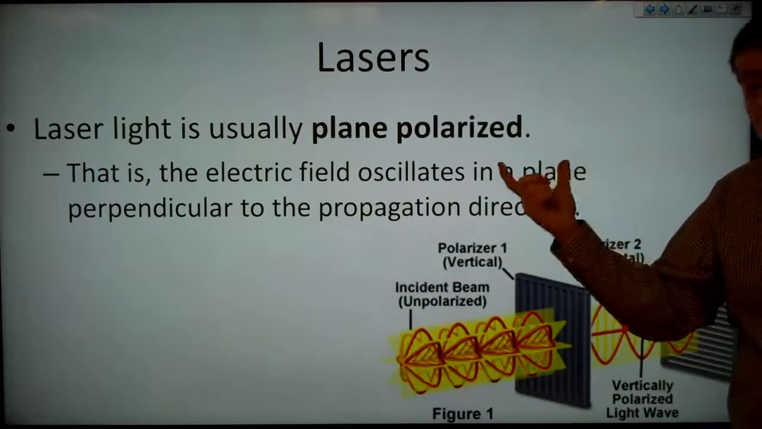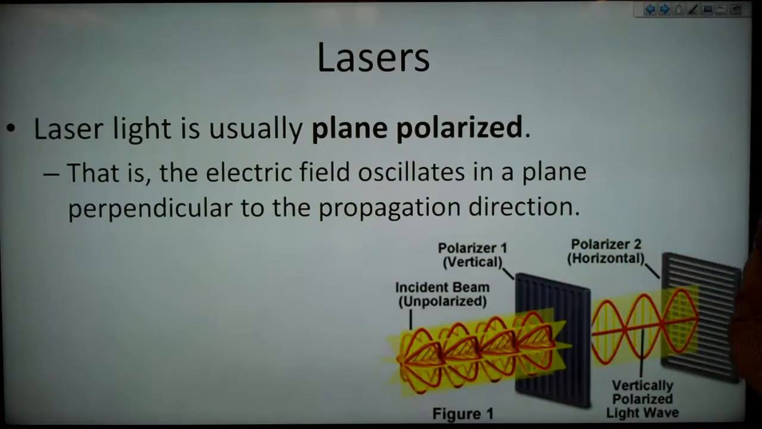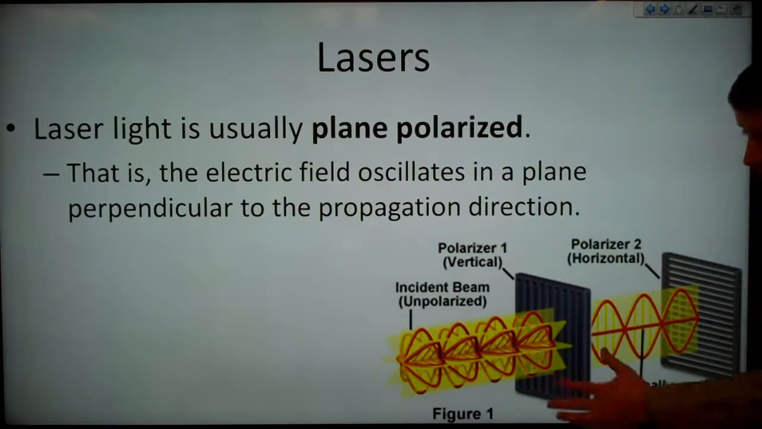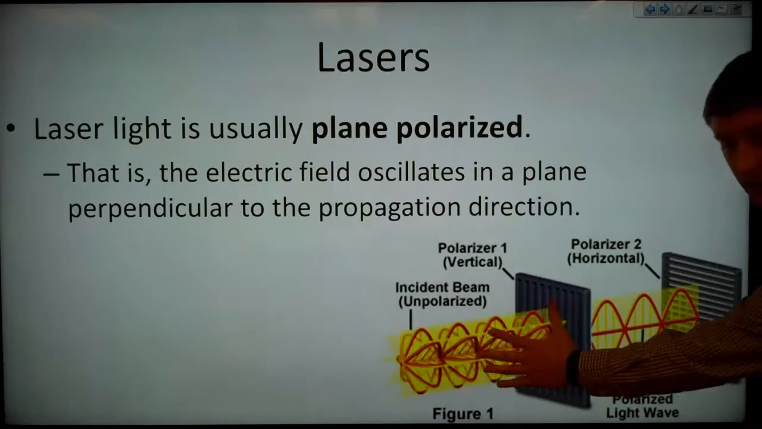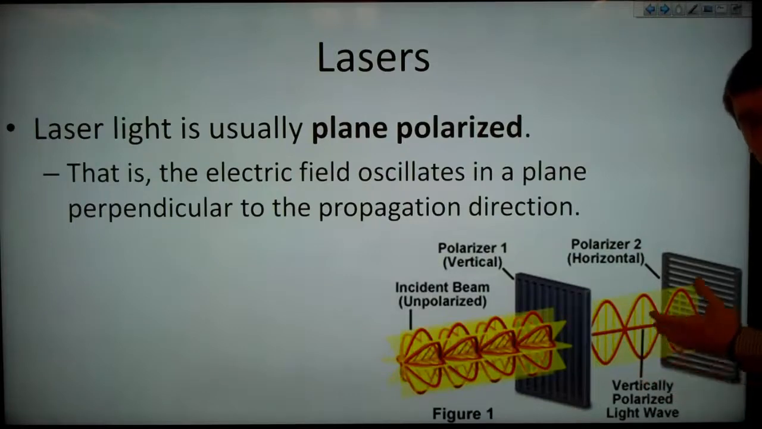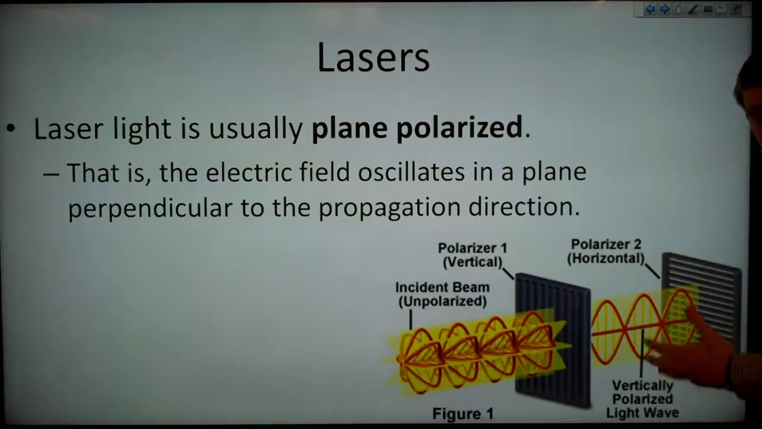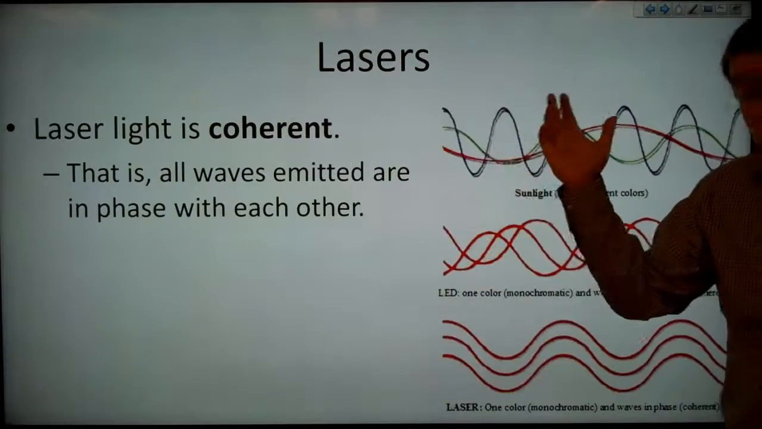Now, laser light is usually plane polarized. That is, the electric field oscillates in a plane perpendicular to the propagation direction. So if we have unpolarized light, like this, or like sunlight is, and we pass that through a polarizer, a plane polarizing filter, we'll get our light waves, that electromagnetic wave, will all be moving in the same direction. In this case, it happens to be vertically polarized, so the electric field of each wave is moving in the vertical direction.